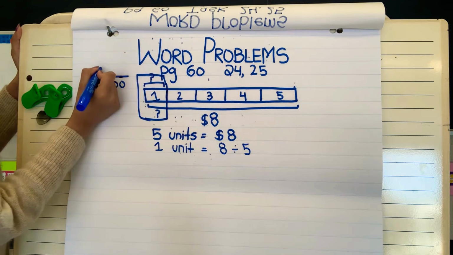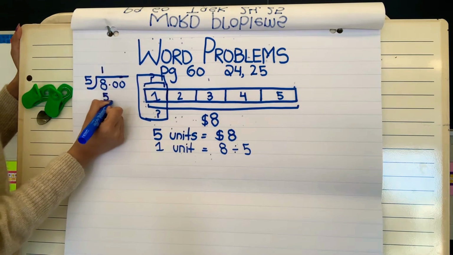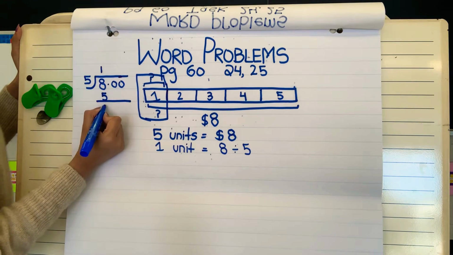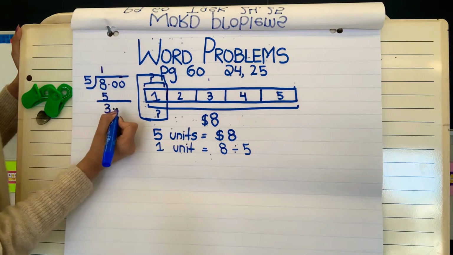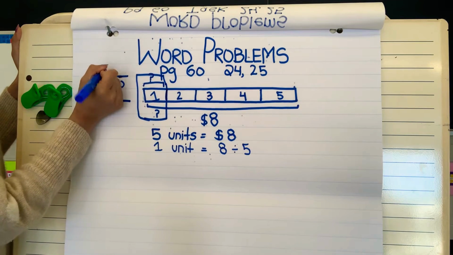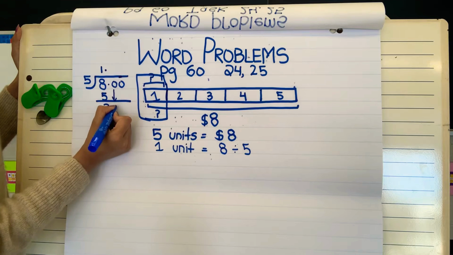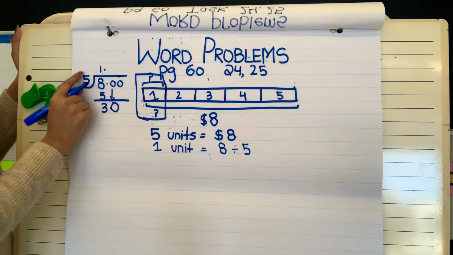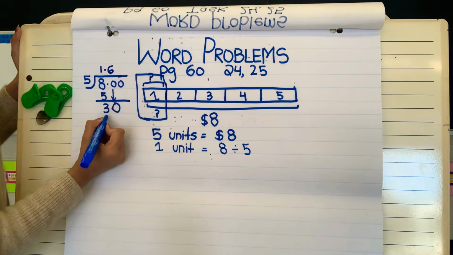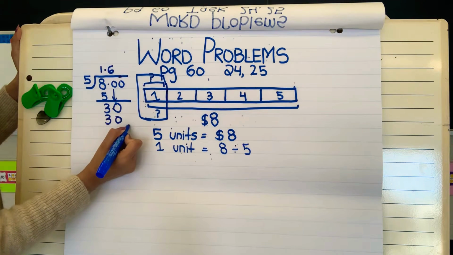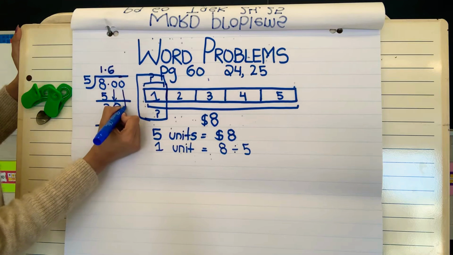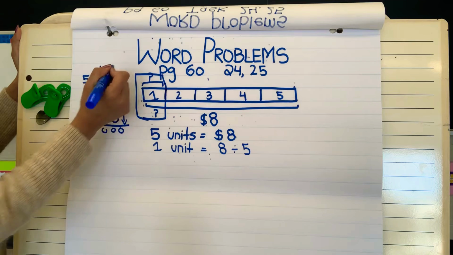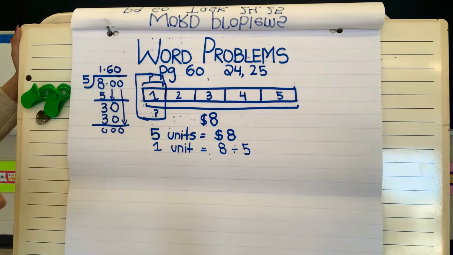So 5 times 1 gives me 5. And I am left with 8 take away 5 is 3. And this decimal goes here. To bring this 0 down, okay? And then 5 times 6 gives me 30. Still going to bring the 0 down. Since I can't do anything with the 0, I add a 0 at the top.